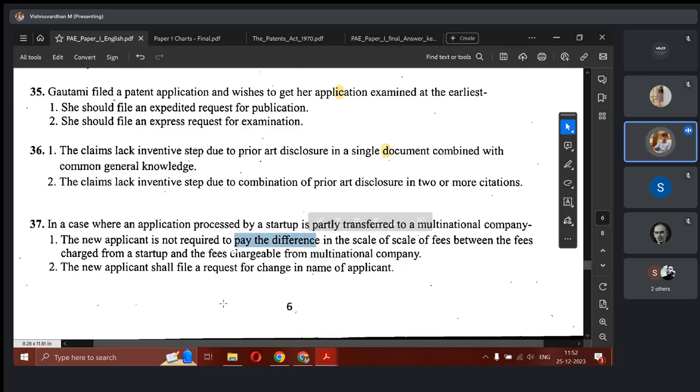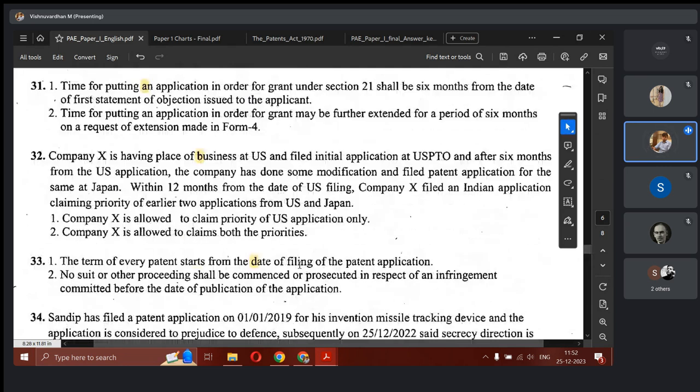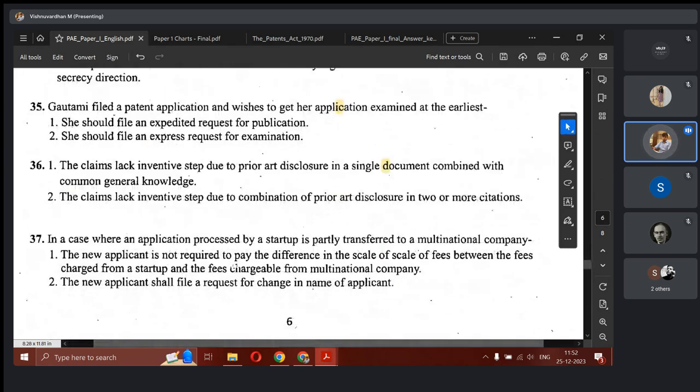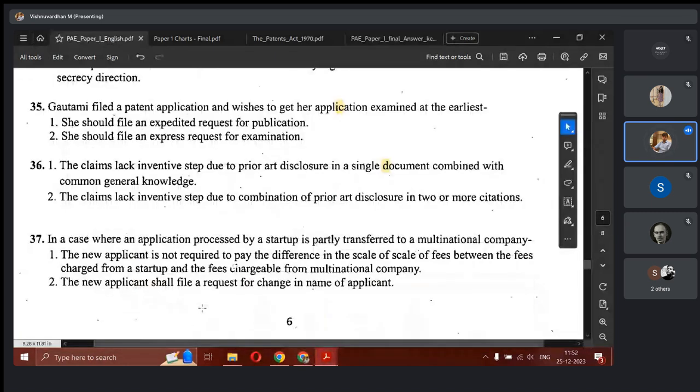Then the new applicant shall file a request for the change in name of the applicant. Yeah, this has to be done under form number 6, right? So 2 is true, 1 is false. So that means 1 is false and 2 is true, which means option B, right? So 37 has to be B. 37 is B. Thank God. Chalo. Where is there a B somewhere here? Okay, so 37 is B.